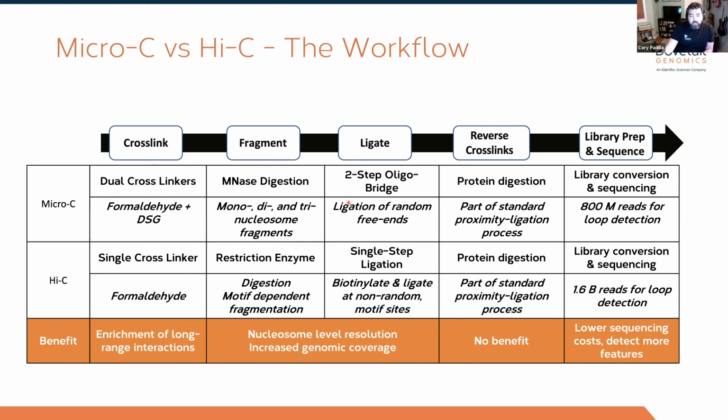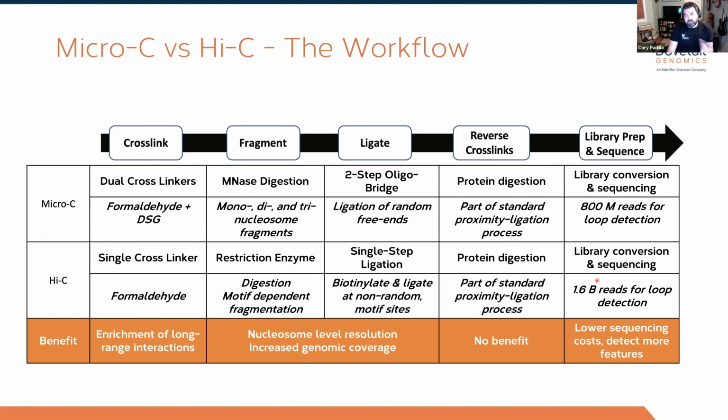Then again, this two-step bridge ligation event is mediated because of those random bases. And again, that's really the only way to get around that randomness of the fragmentation to really get down to that nucleosome level resolution. Again, crosslinks are reversed, same as normal, right? Proteinase K chews away the proteins. Now you have DNA that you want to purify away from those proteins. And then you convert into a sequence library, and the improved coverage and nucleosome position really means that you don't have to sequence as deeply to do what you would normally do with a Hi-C library.